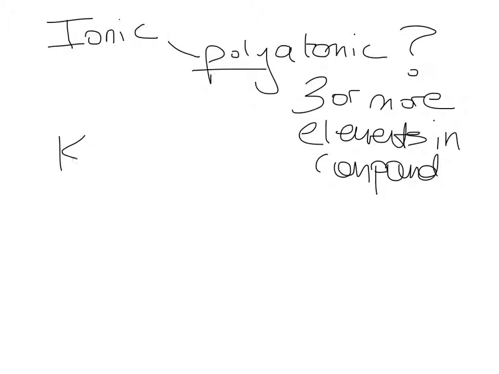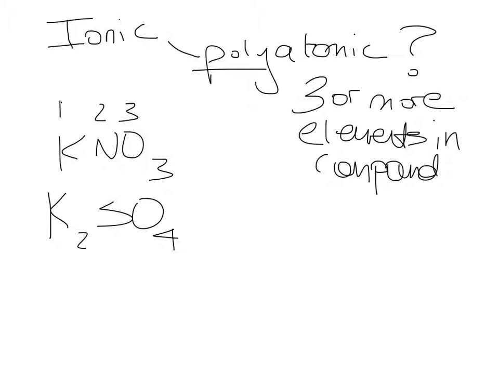So KNO3, you have 1, 2, 3 elements. That's polyatomic. K2SO4, you have 1, 2, 3 elements. All right, in NaCl, you have 1, 2 elements. That is not polyatomic. All right, so polyatomic will have their own specific naming rules. So we'll get to that in a little bit.